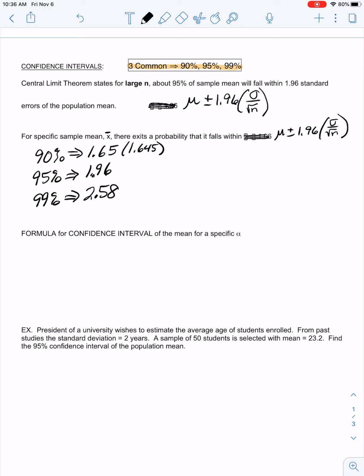And if we talk about alpha in a given situation, that's going to give us the total of the areas in both tails. So again, we're like this. Alpha is the total area in the tails.